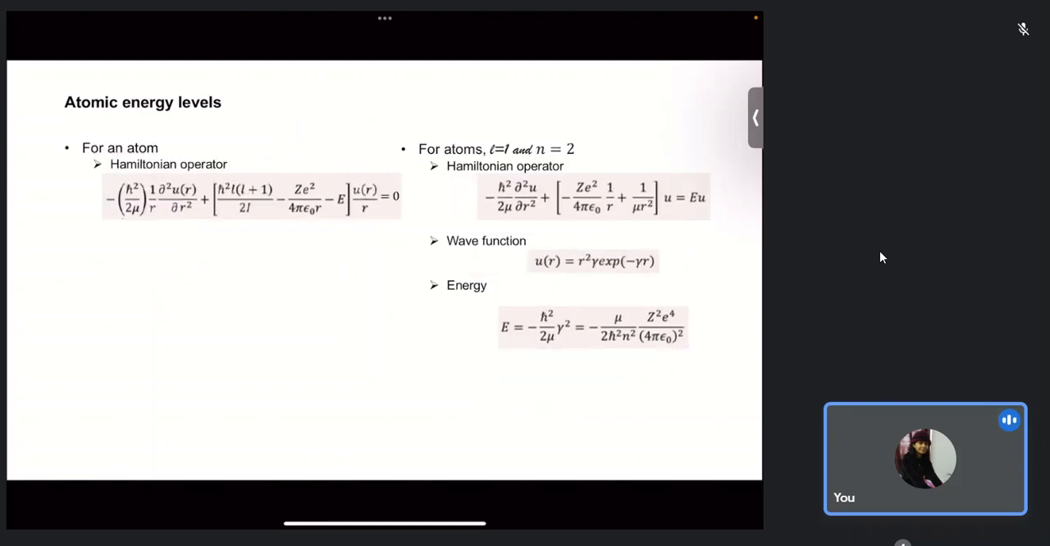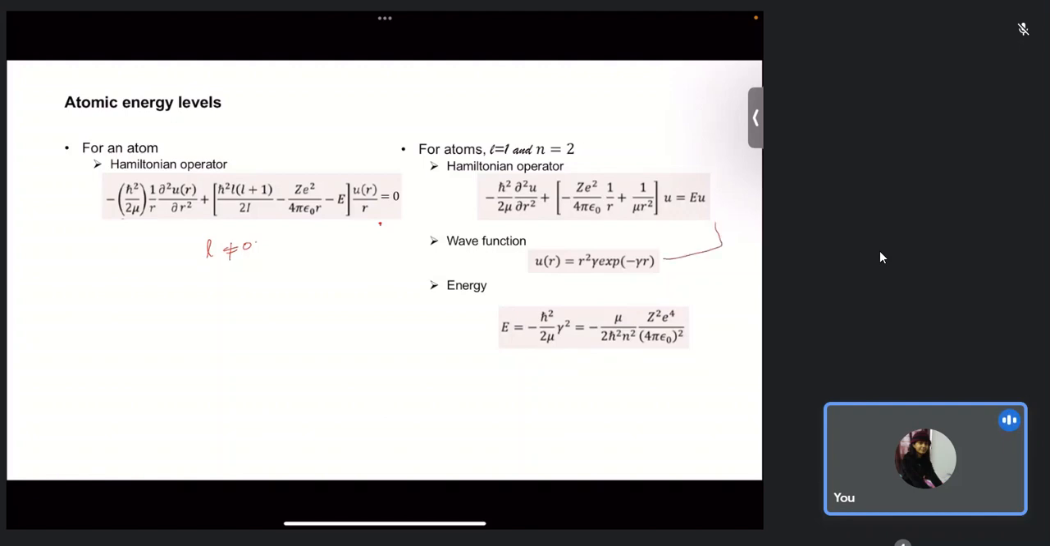So this is the Hamiltonian operator for any atom which has any value of L and N. We have just taken a particular example where L is equal to 1 and N is equal to 2, to see how our energy value is going to be. For this Hamiltonian operator, the potential solution can be U of r equal to r square gamma e raised to minus gamma r.